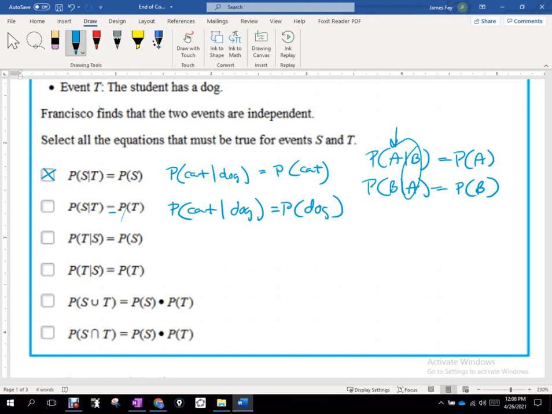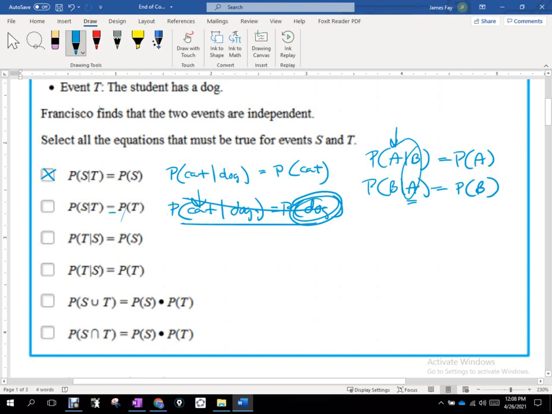And this is saying the probability of B, knowing that A has already happened, is the same as the probability of B without having to know anything about A. And because I didn't have to know anything about that other event, these would be independent events. This is not that situation, okay? It's cat given a dog equals probability of a dog. This has to be that situation. So we would not mark that one.